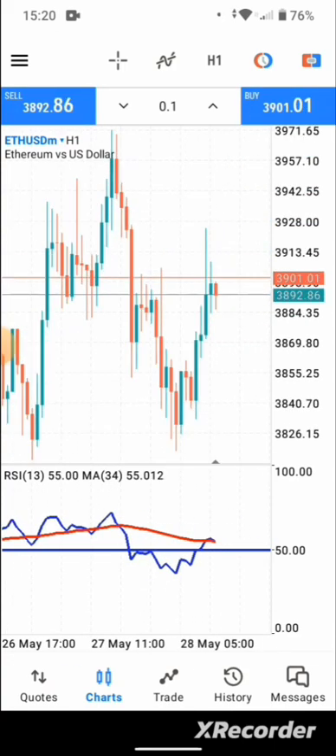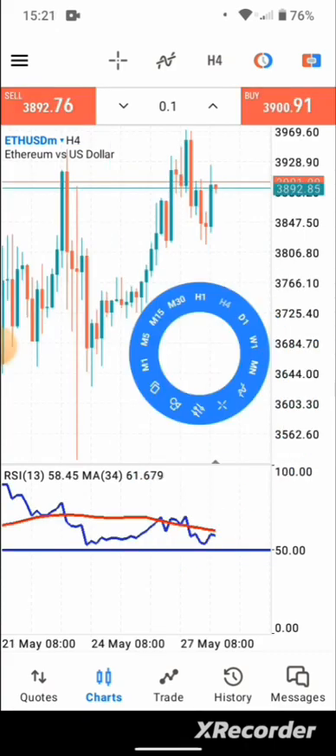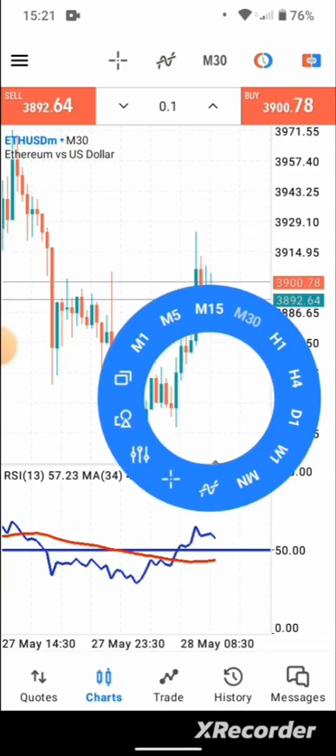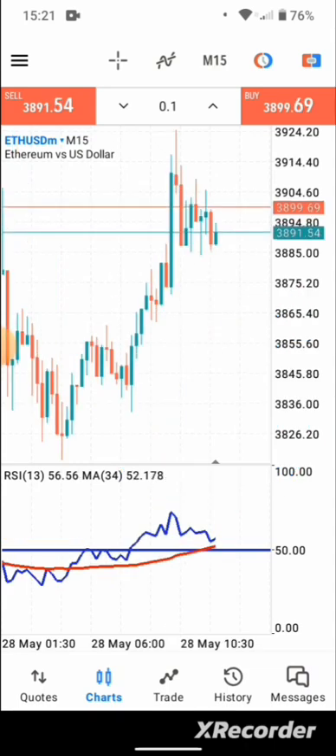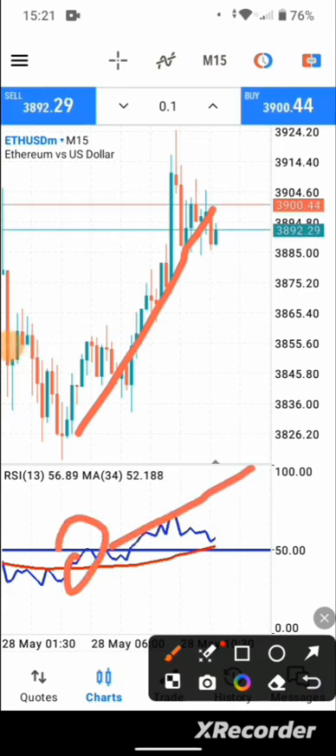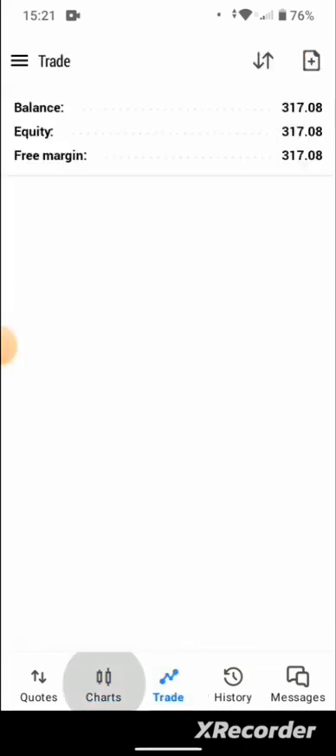So this is the H1 for Ethereum. Let's go to the H4. We are seeing Ethereum is in a kind of downtrend. This is an uptrend, the 30 minutes. Let's go to the 15 minutes and see what is happening. The best area we should have entered for a buy is from here after this crossover, because we saw the market move towards the upside.